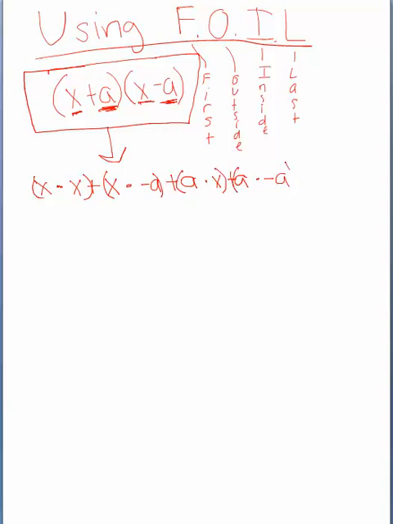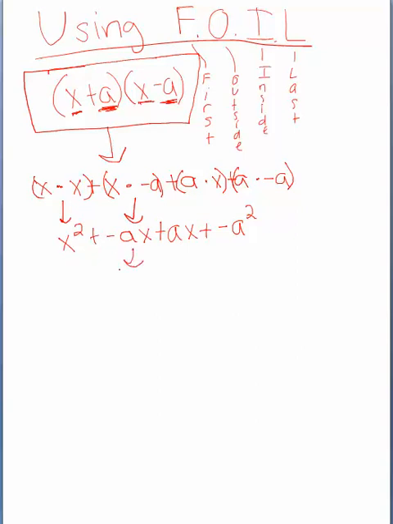Okay, so x times x, that's easy. That's just x squared. X times negative a will be, put the negative out in front. A times x is just ax. A times x is just ax again. And a times negative a is just plus negative a squared. Okay, now we have the plus and the minus here, so let's get rid of that.